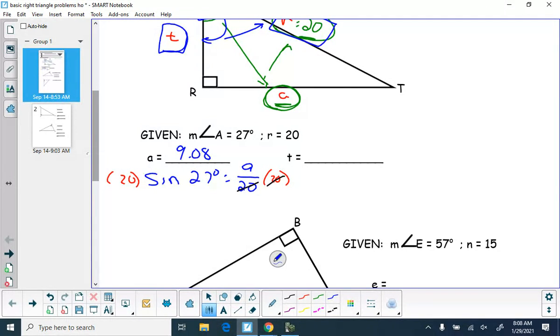Then check your answers with somebody around you. Caroline, what trig ratio did you use? Cosine of 27 is equal to t over 20. Once again, we're getting rid of division by 20, so we multiply both sides by 20. And what did you come up with? 17 point, give me another decimal, please. 82. You good with that?